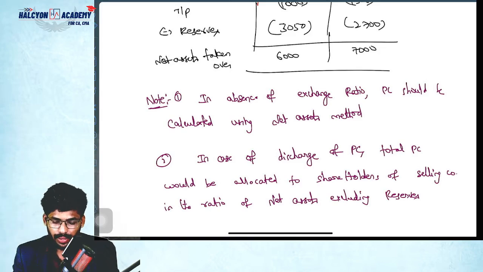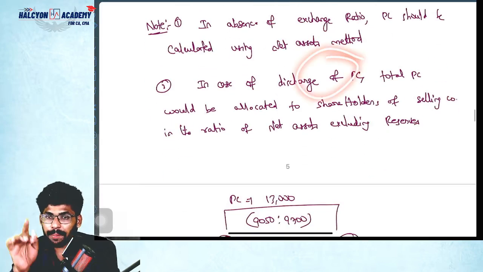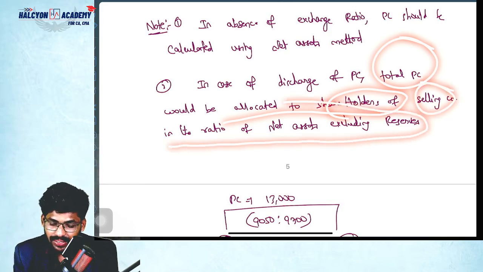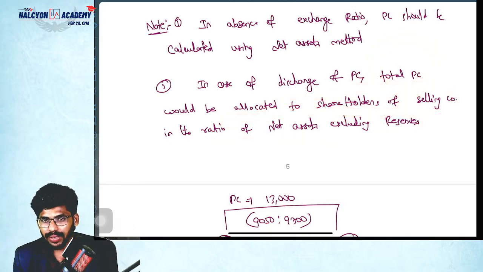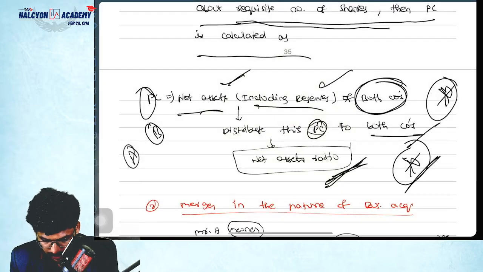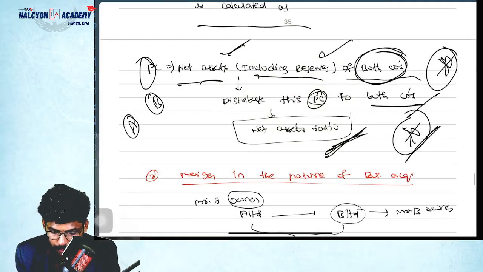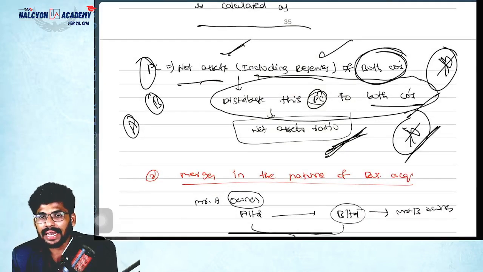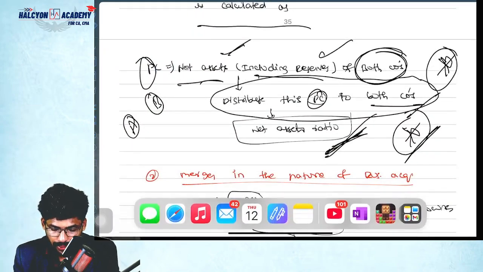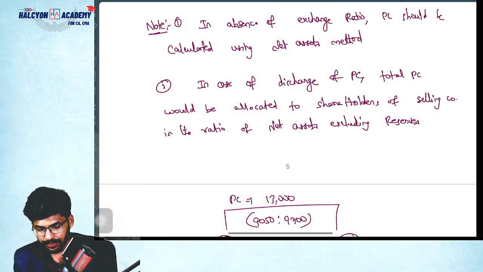That's it. So in case of discharge of PC, the total PC would be allocated to shareholders of a selling company in the ratio of net assets excluding reserves. What is the point? They are clearly saying that. Distribute whatever PC you have calculated to both the companies under the net assets ratio excluding reserves. So please remember this point, guys. Please remember, excluding reserves.